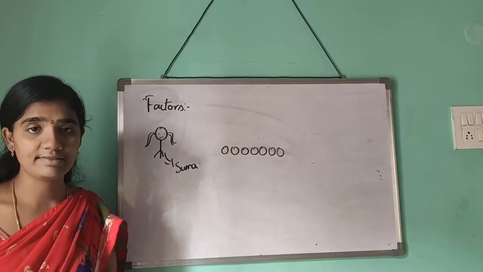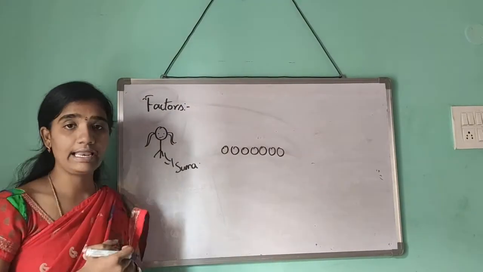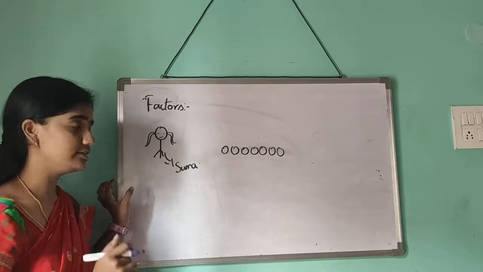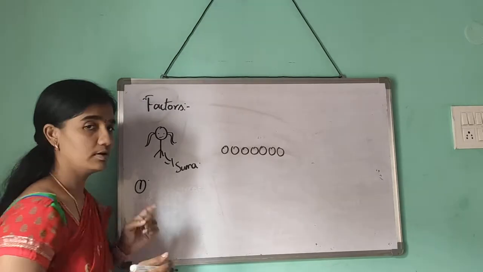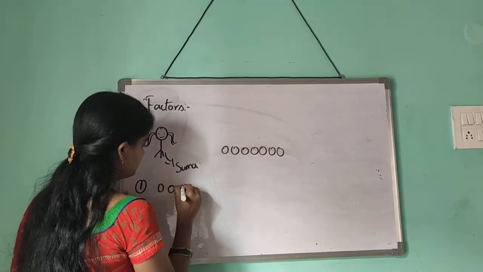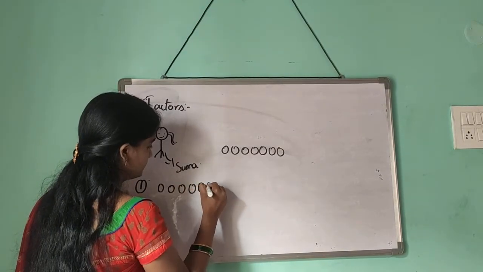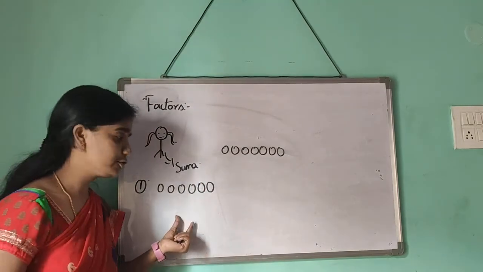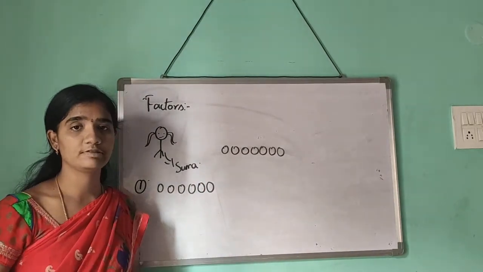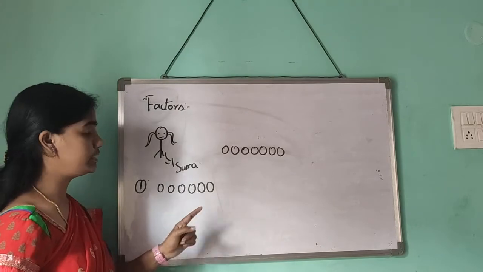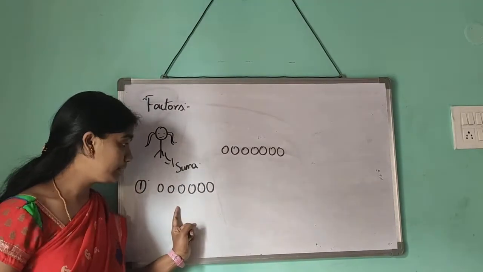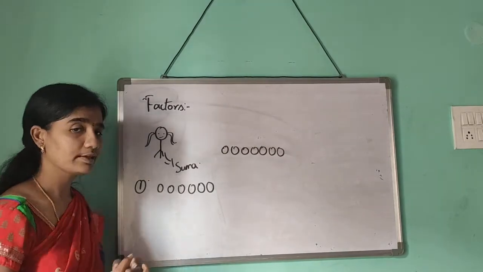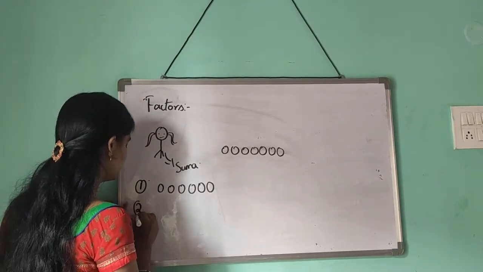Now, let us see. First arrangement: 6 coins in 6 columns. So, this is the first arrangement, that is 1 coin for 1 column. Let us see the second one.